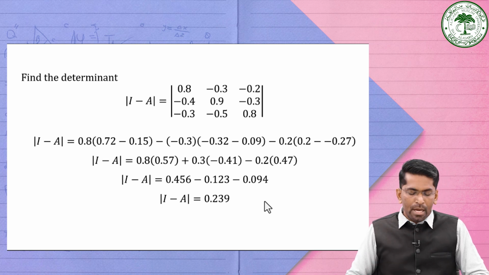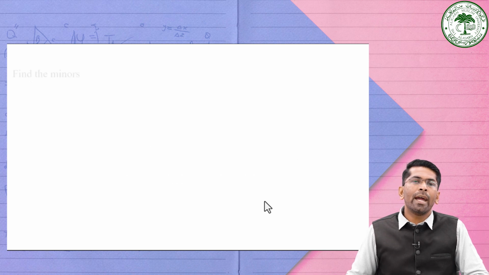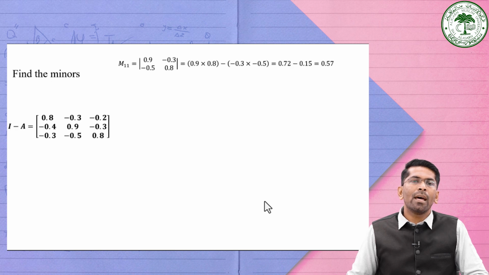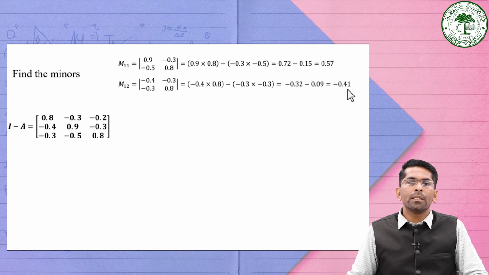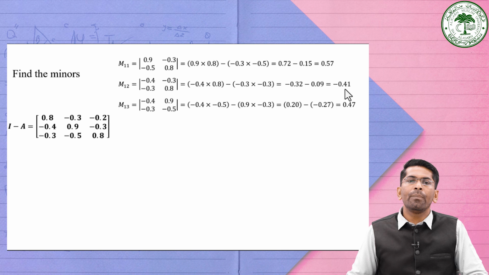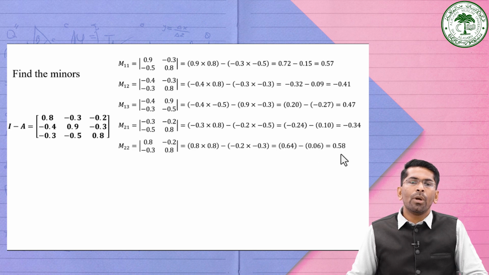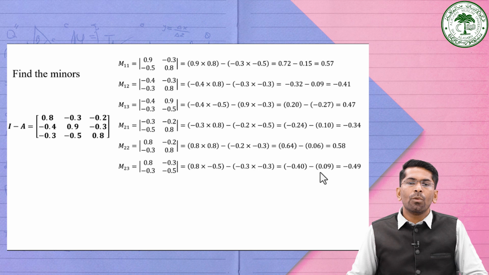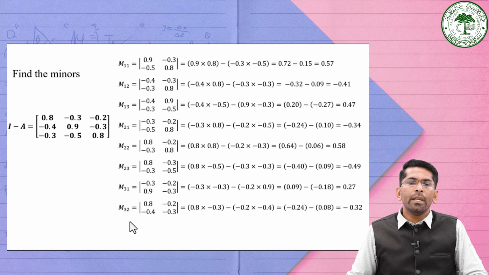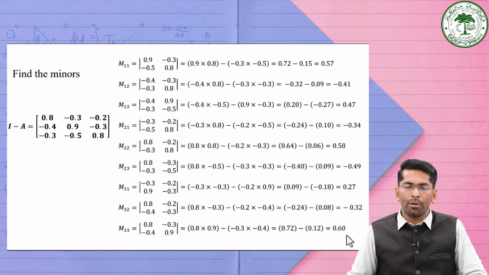So here we are going to find the inverse. Before that, we want to find out the minors and the cofactors. Here the minors are written: M11 is equal to 0.57, M12 is equal to minus 0.41, M13 is equal to 0.47, M21 is equal to minus 0.34, M22 is equal to 0.58, M23 is equal to minus 0.49, M31 is equal to 0.27, M32 is equal to minus 0.32, and M33 is equal to 0.60.